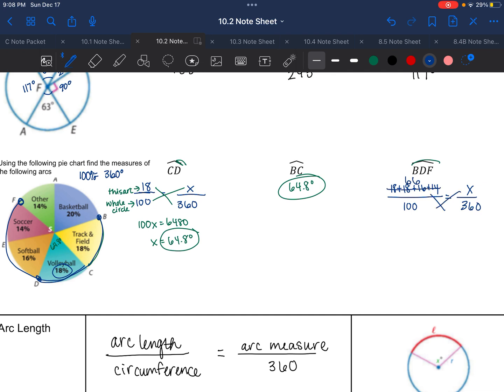So now I cross multiply and get 100x equals 66 times 360, which is 23,760. Divide by 100, x equals 237.6 degrees. So that means this angle here, measured on this way, has that measure, so this arc has that measure.